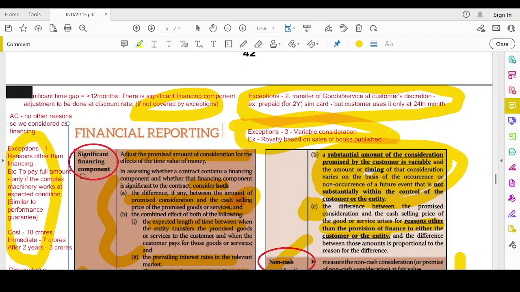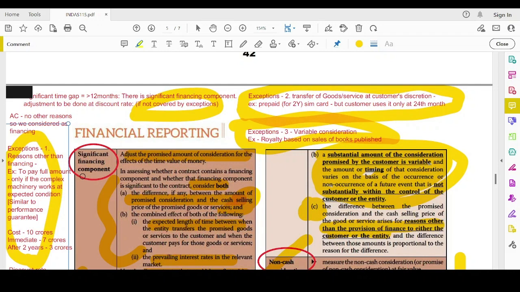The second exception is that the transfer of goods or services is at the customer's discretion. The customer has sole discretion for effecting the transfer. For example, I pay an advance amount and buy a 2 year SIM card, and I use the money only at the end, in the 24th month. Does the entity have any right over it? No. I have sole discretion to use it from the first month till the 24th month. I use it at the 24th month. The company cannot question me, right? So there is no significant financing component involved, just the customer discretion.